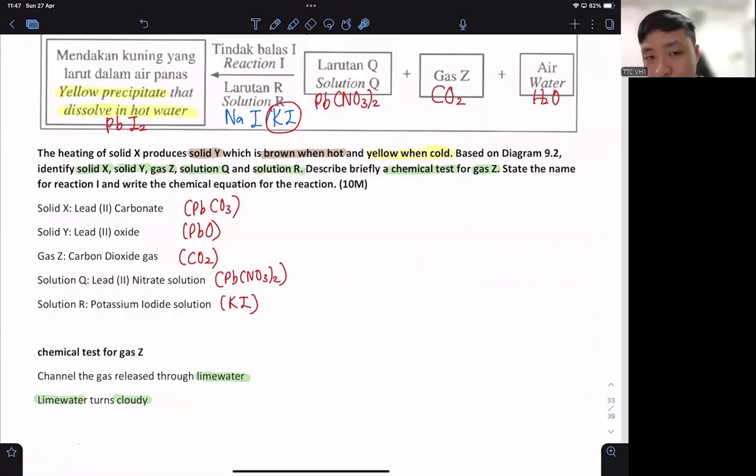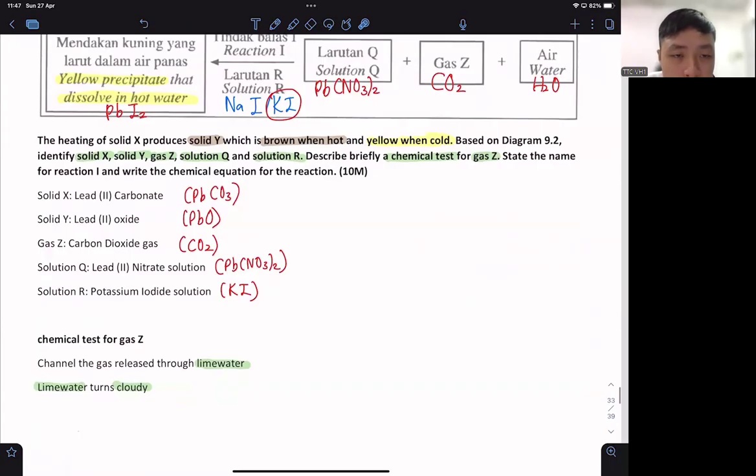But for insoluble salt, what is the reaction called? What is the name of the reaction to prepare an insoluble salt? They also ask this one frequently. What's the name of the process? What's the reaction? The answer is double decomposition reaction. Okay, very good.